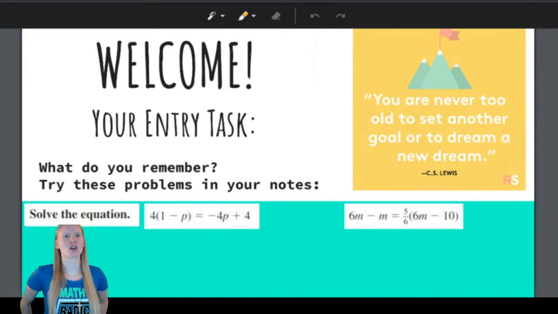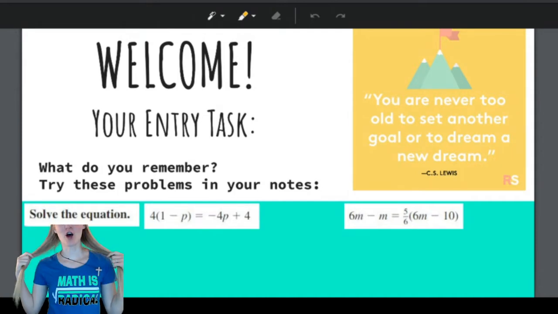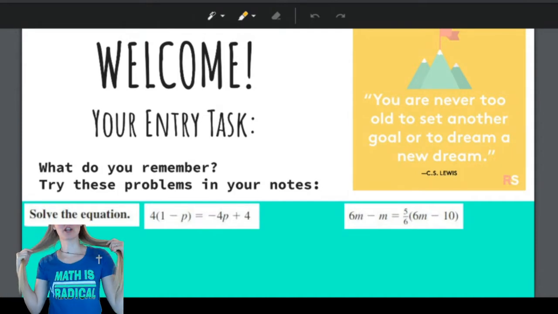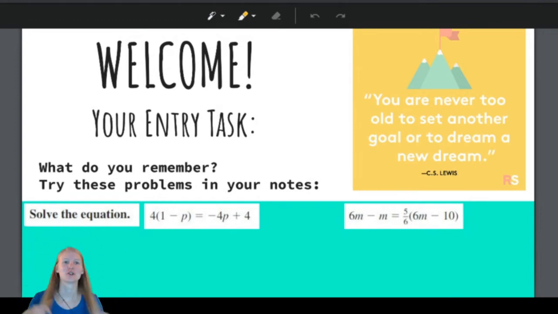But first, I gotta show off this awesome shirt. You will understand it when we get to chapter 6, so that's something to look forward to. Math is radical. What does it mean?